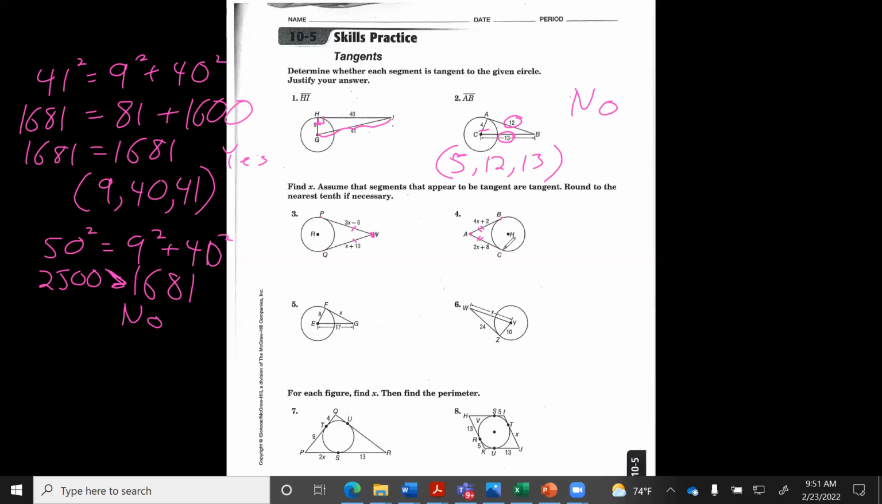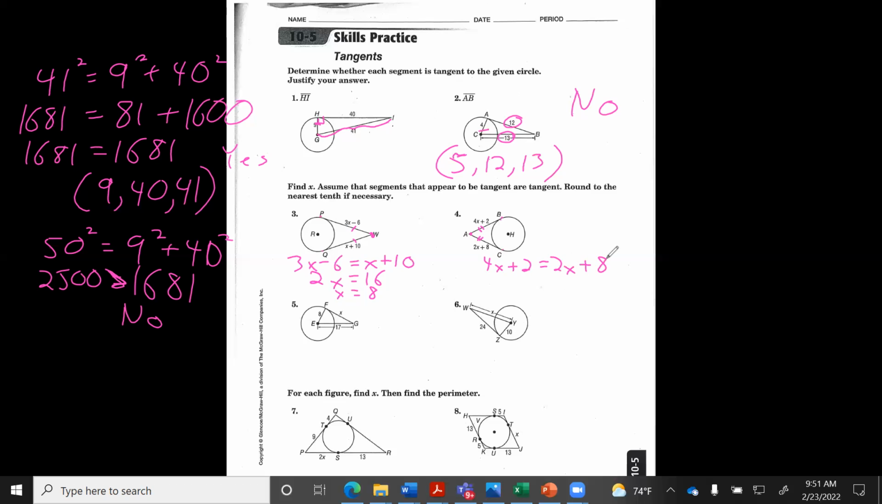So for both 3 and 4, all we had to do was set up an equation so that they were equal. So we had 3x minus 6 equal to x plus 10. Solve, so bring x across by subtracting, leaves us with 2x. Bring the 6 across by adding, that's 16. Divide by 2, and x should be 8. On the other side, same thing for number 4, 4x plus 2 equals 2x plus 8.